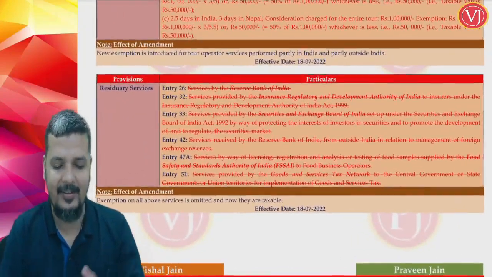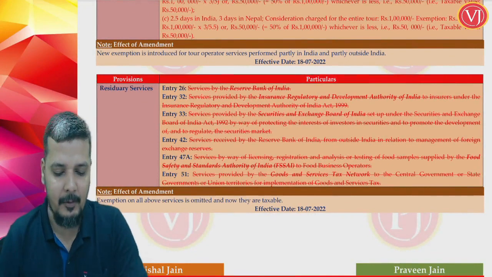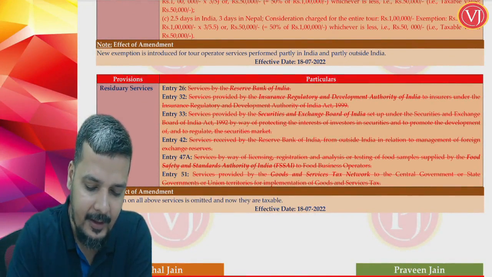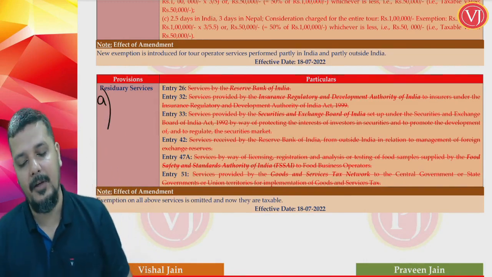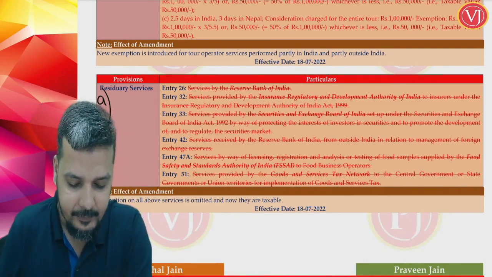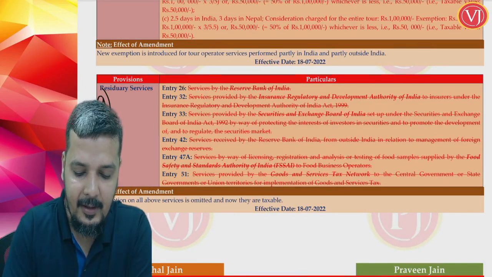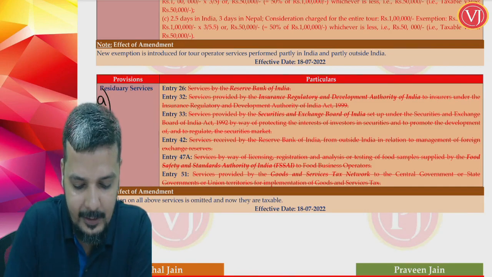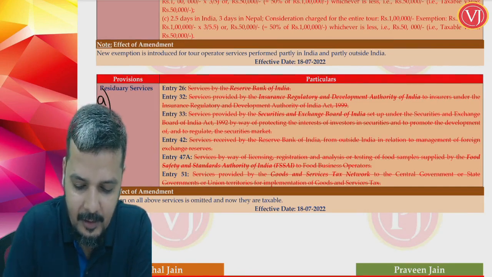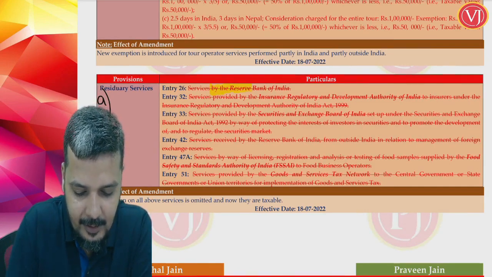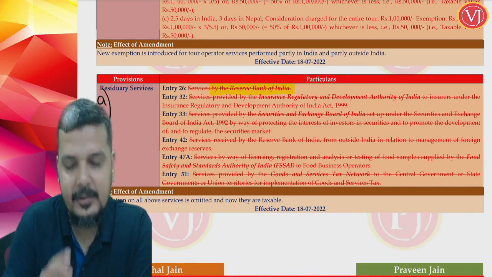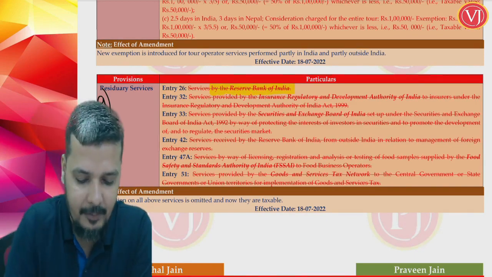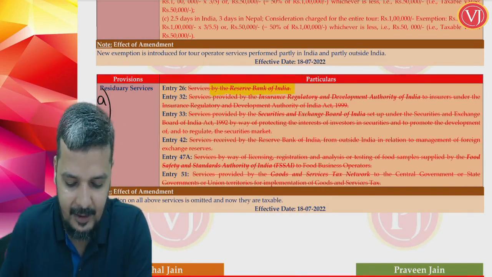And examples are also given with an explanation. That example will be more than sufficient for you to understand. Now talking about your residuary services, the balance residuary services, you'll find a lot of exemptions have been removed. Previously, services by RBI were exempt. Now services by RBI are taxable.